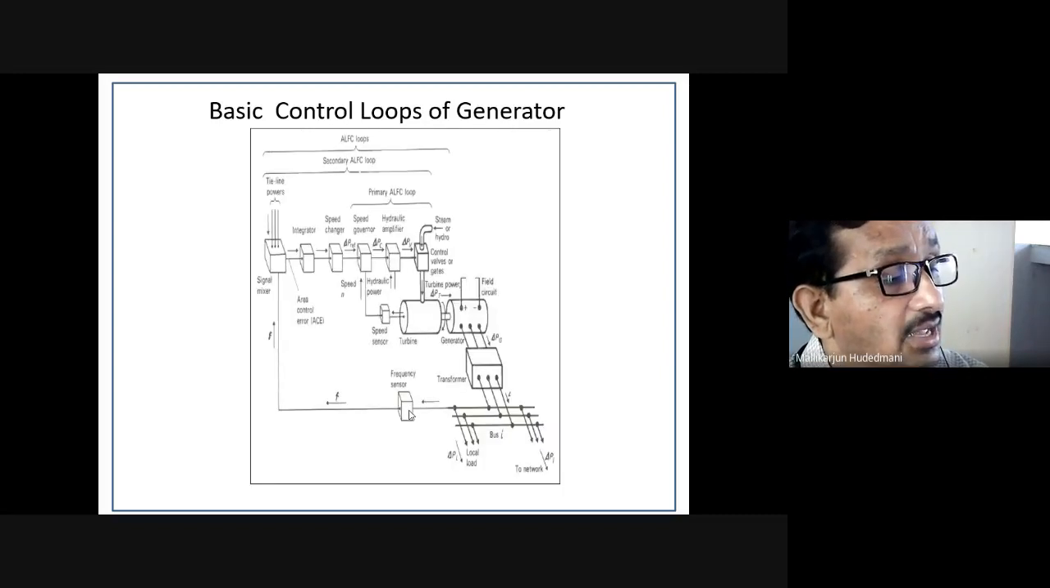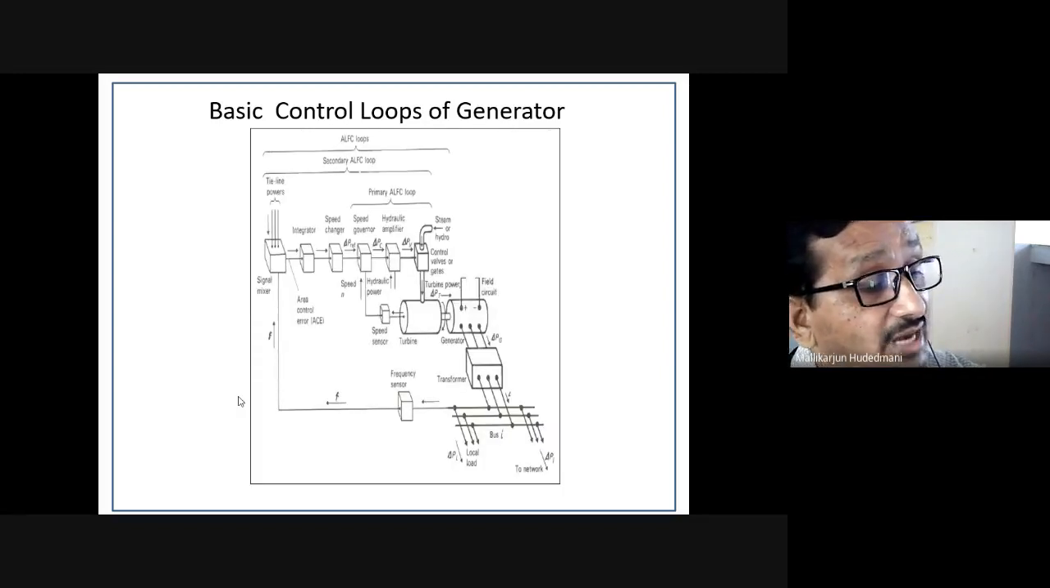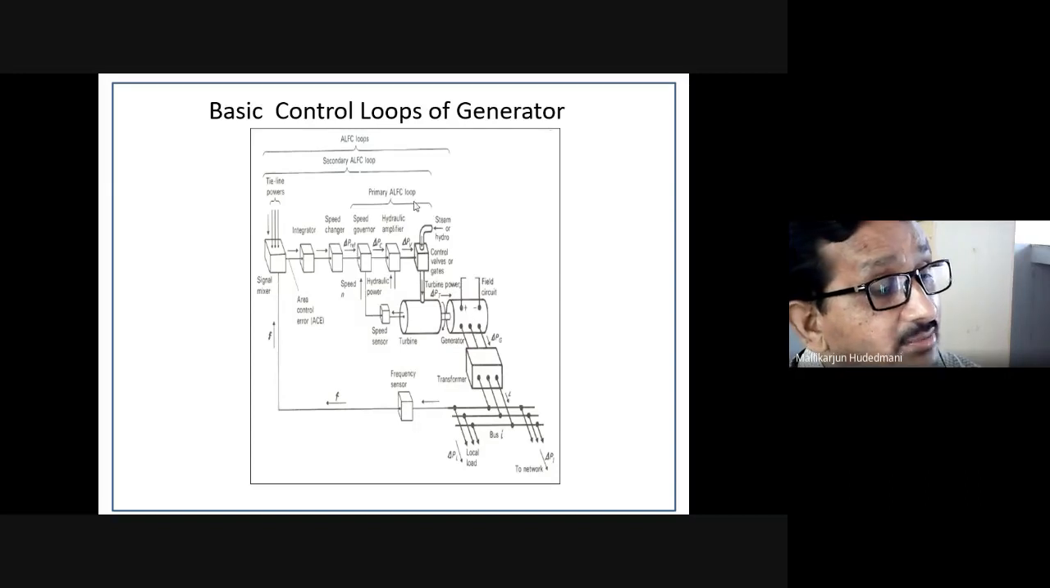Similarly, I have ALFC, the second part of which I have clipped. You can see here, I have a turbine, I have a generator. Then you can see my primary loop. Primary loop of ALFC, automatic load frequency control. This is very clear. As the load changes, frequency gets affected.